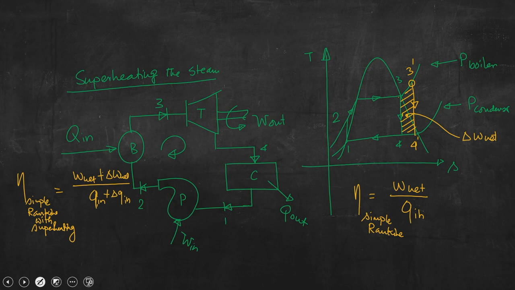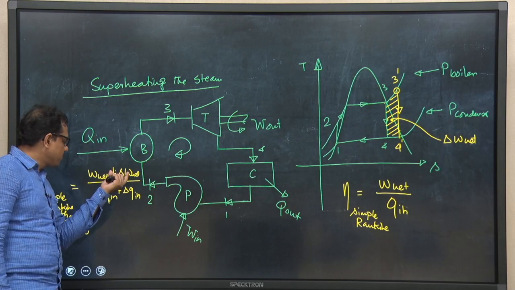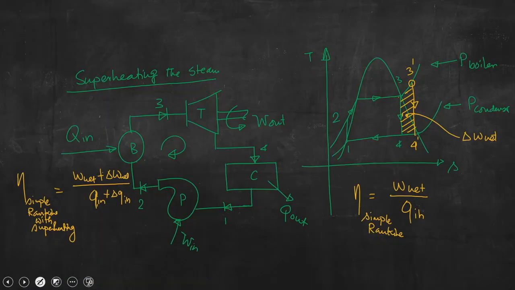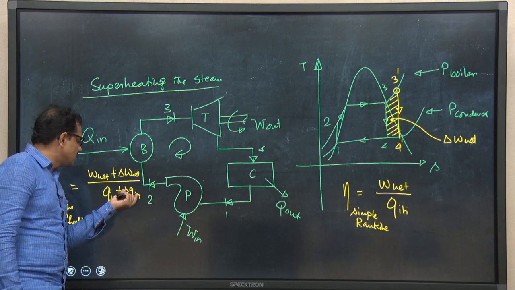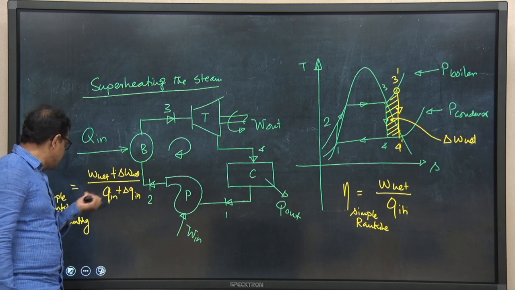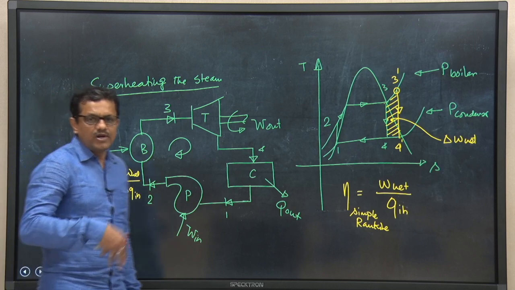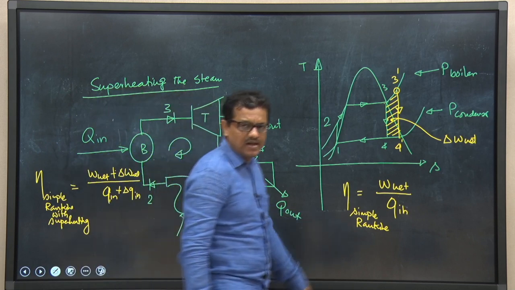The question is, you know that both the quantities, in the numerator and denominator, are increasing by these small quantities. If the relative increment of delta W net is greater than the increment of delta Q in, then we can say that the efficiency of the simple Rankine cycle modified with superheating would be higher than the simple Rankine cycle.